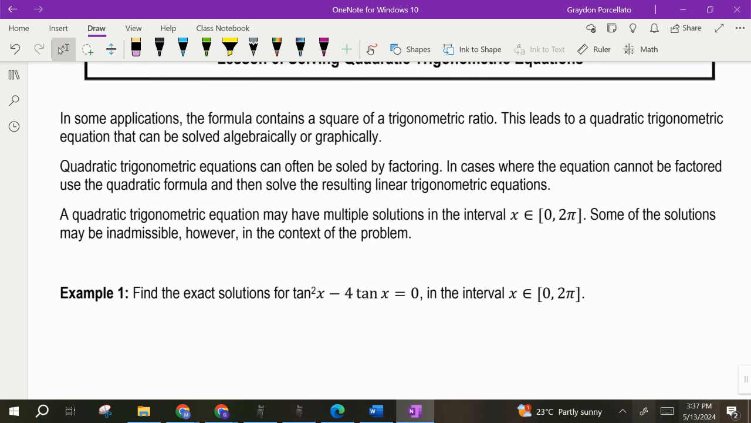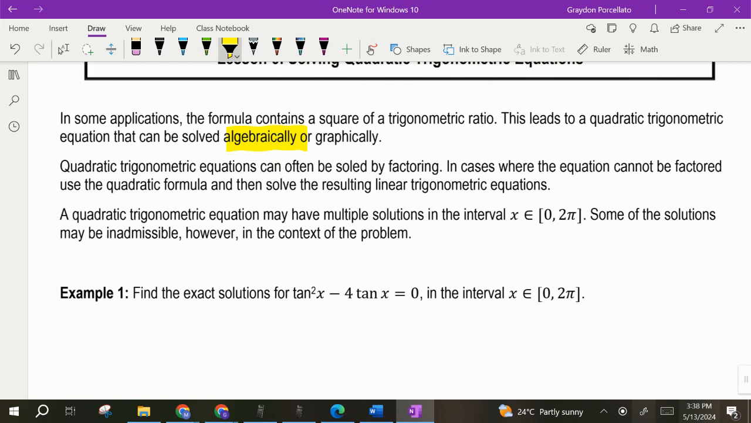It says here, in some applications, the formula contains the square of a trigonometric ratio. This could be in physics, this could be in chemistry, depending on what area you're looking at, it could come up in a bunch of different areas involving mathematics. This can lead to a quadratic trig equation that can be solved graphically or algebraically. We're going to focus on algebraically.